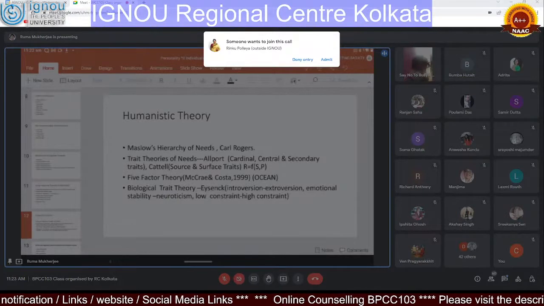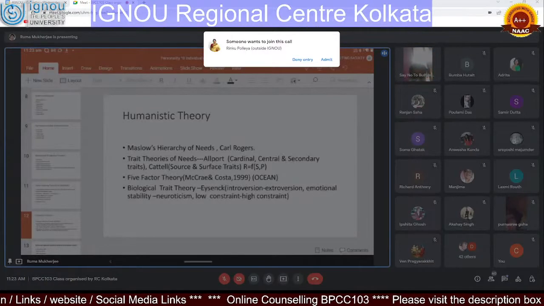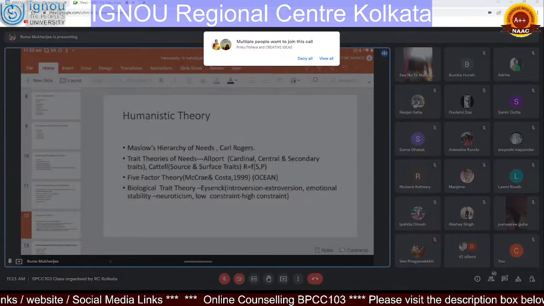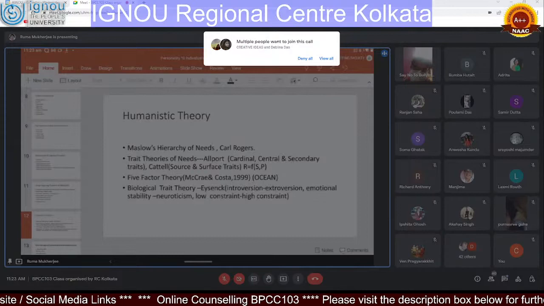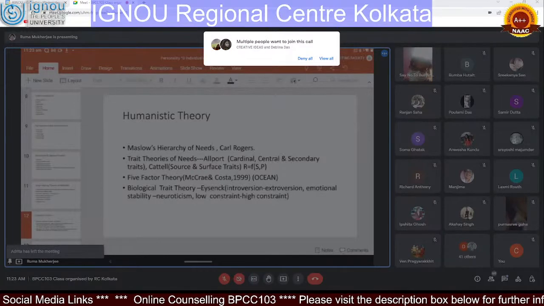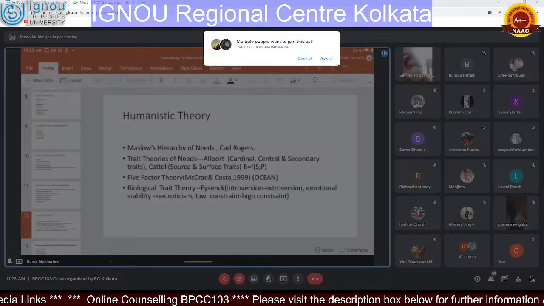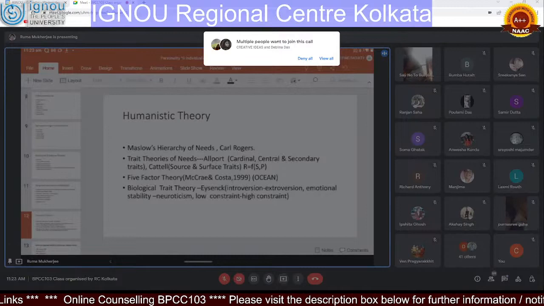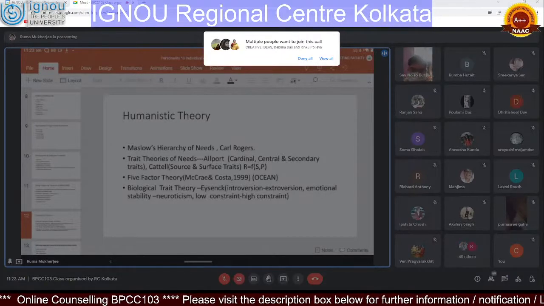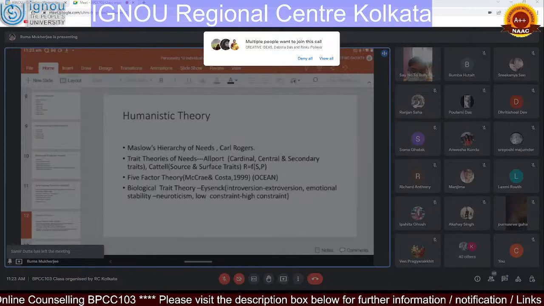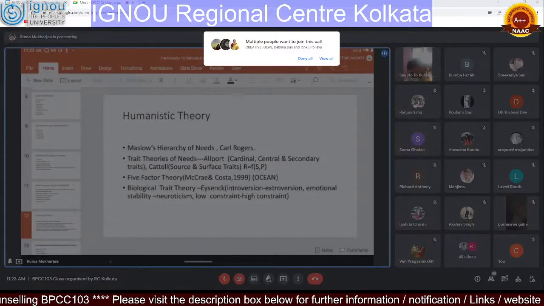So the names are just different, but if you get any question like what are the relations of this five-factor theory and biological trait theory, then I think you will be able to give the similarities and differences. So mainly they are similar, but the names are actually different. Sometimes the names are also similar. So the constraint trait refers to the ability to control the impulses, and this is similar to the conscientiousness trait of the Big Five that I told you.